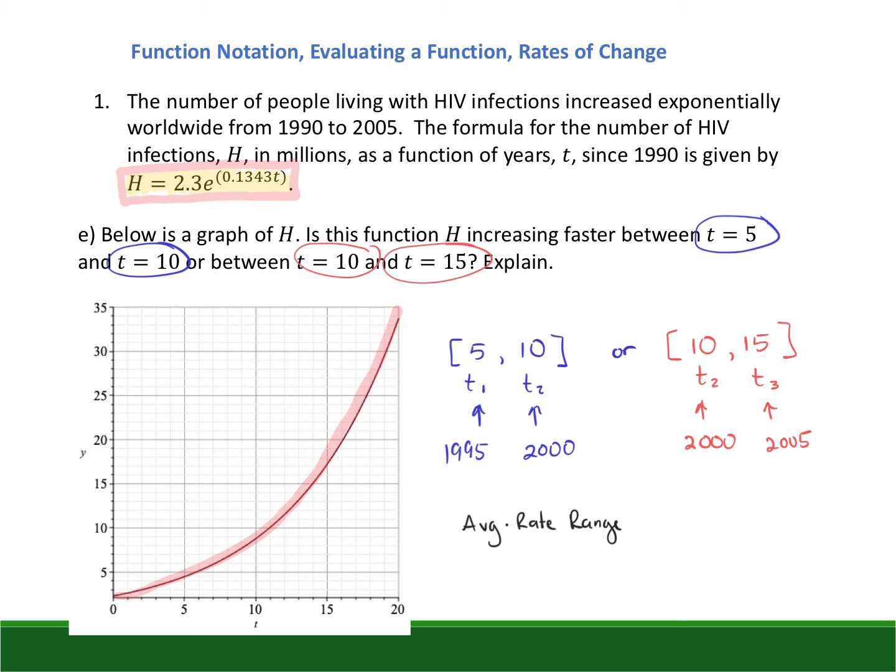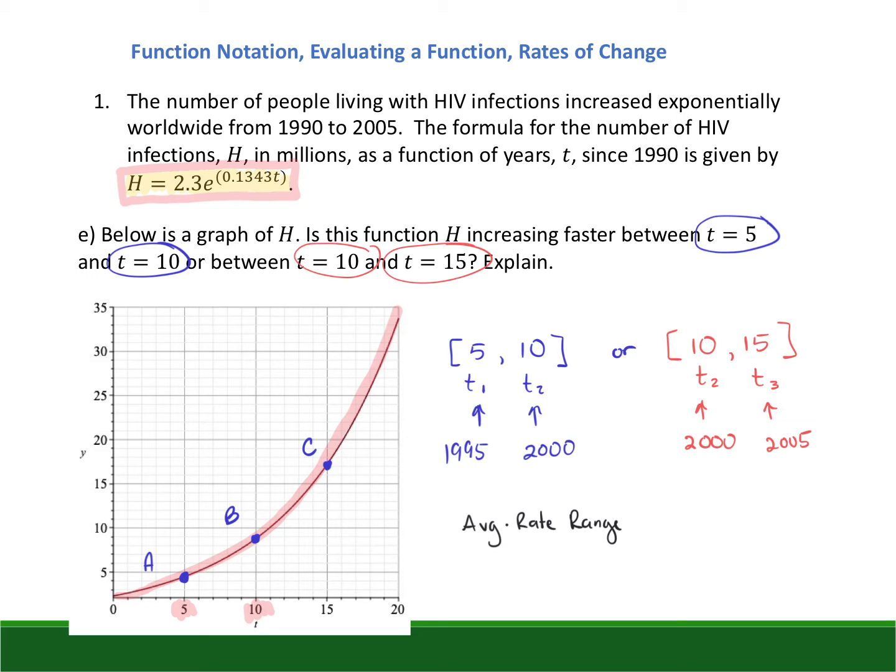Let's plot the point where t is 5. When t is 5, it hits the graph right there, and I'm going to call that point A. When t is 10, it hits the graph about right here, so I'll call that point B. And when t is 15, it hits the graph right here. Let's take a look at the first interval, between 5 years and 10 years. To see the average rate of change visually, you connect the points with a line.